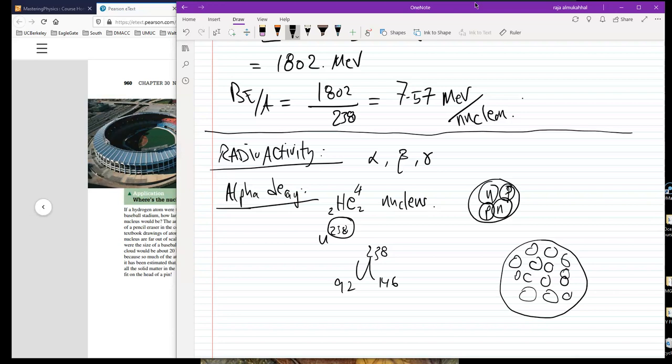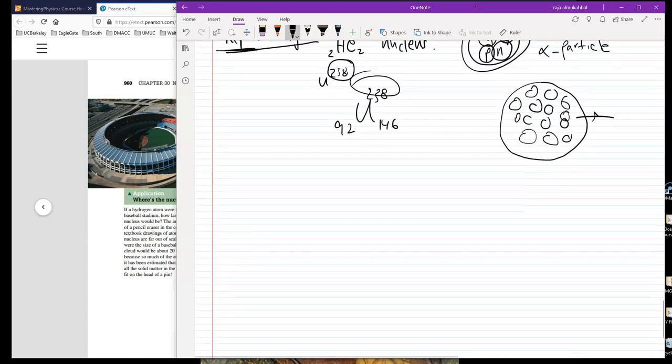And it is, by its own nature, unstable. So what will happen eventually? It will just emit this particle, the helium nucleus, what we refer to as the alpha particle. Okay, it emits it. So what happens when it emits it? Watch this. That's basically what alpha decay is: the emission of an alpha particle, which is helium.